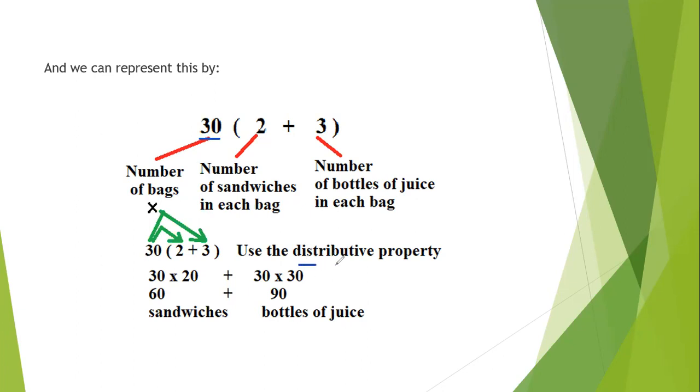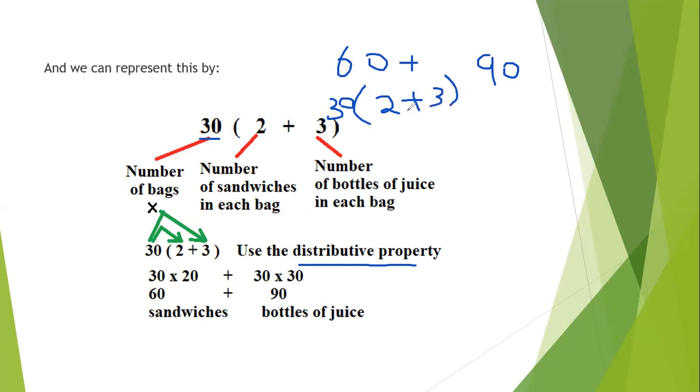I can use the distributive property. How? 3 times 2 equals 60. How can I have 60 and 90? Okay, so we get the G.C.F., which is 30. Okay, how can I distribute this number or use the distributive property? 60 divided by 30 equals 2, plus 90 divided by 30 equals 3. So in each bag, I can put 2 sandwiches and 3 bottles of juice.